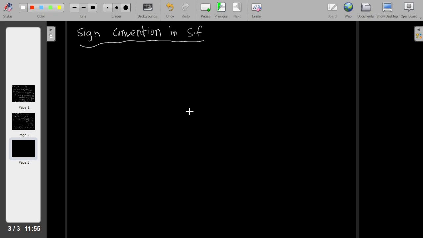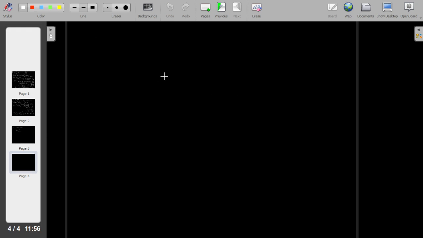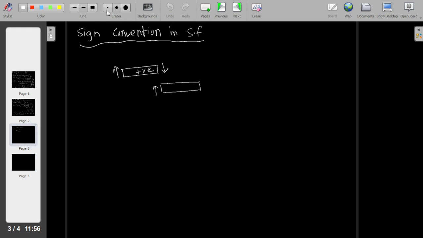Which will we take as positive and which as negative? See how the shear is happening. If I apply the load on the beam, the shear happens like this. Shearing is nothing but a sliding action, which I think I have already explained. Suppose if the left-hand side is up and the right-hand side is down, I will take it as positive.